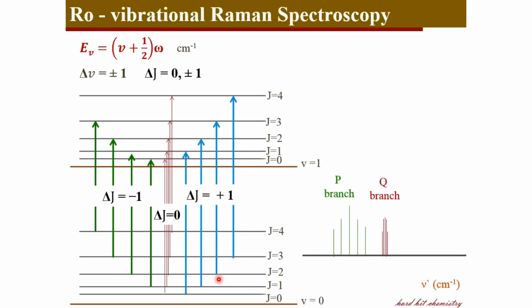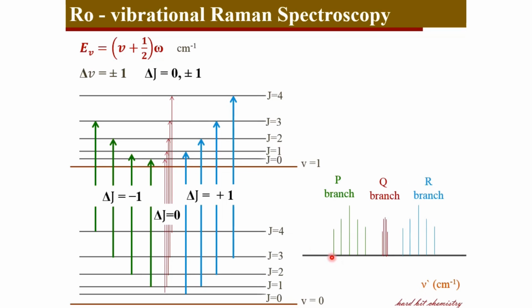That is delta J equals minus 1, and these transitions will result in P branch of the spectrum, and the reverse, that is delta J is plus 1 by excitation from J equal to 0 in the ground vibrational state to the J equal to 1 level in the first excited vibrational state, or J equal to 1 in the ground vibrational state to the J equal to 2 in the first excited vibrational state. These transitions give rise to R branch in the spectrum.